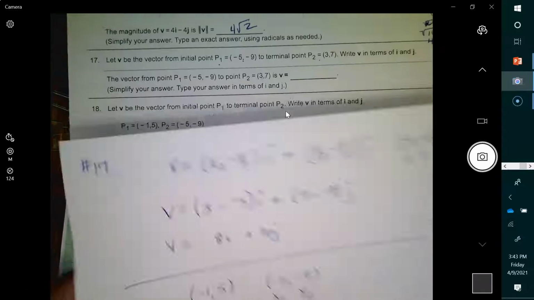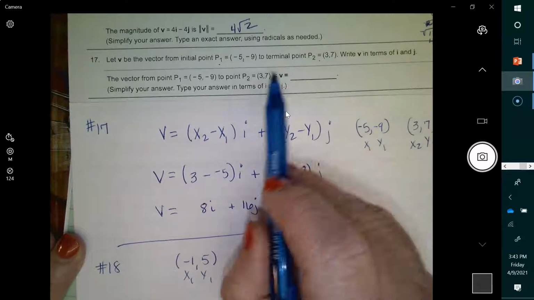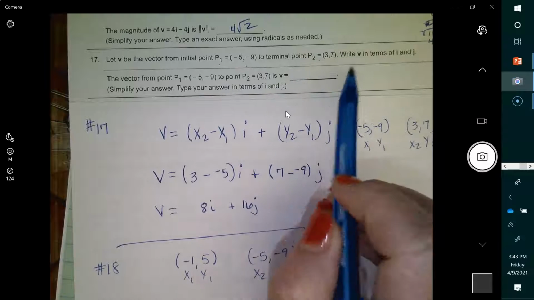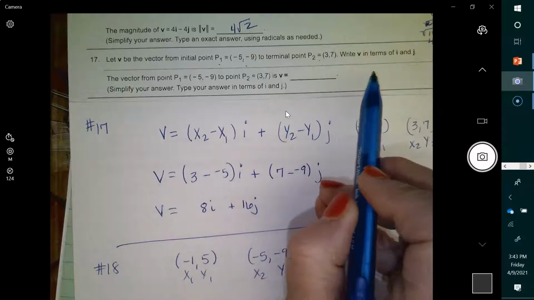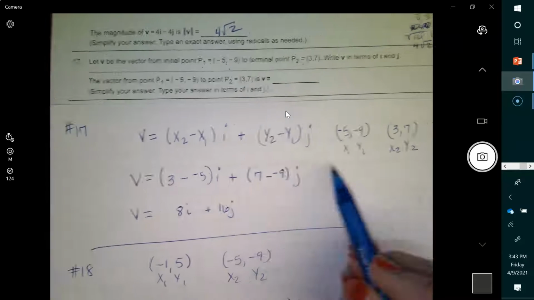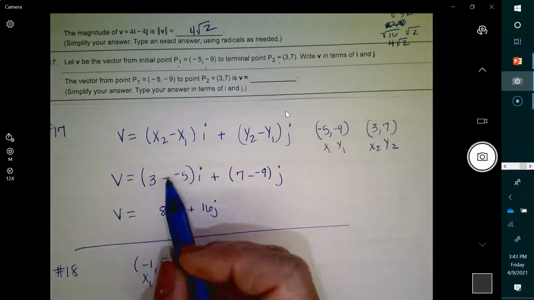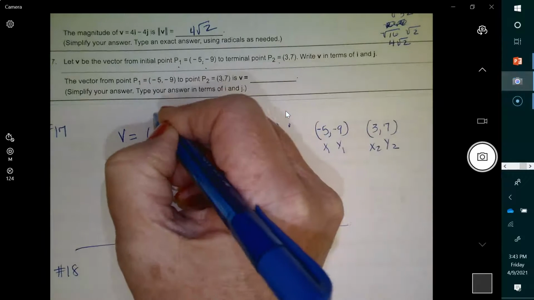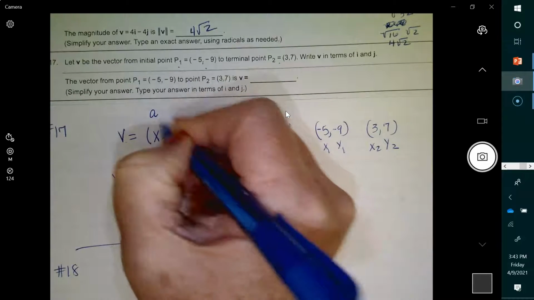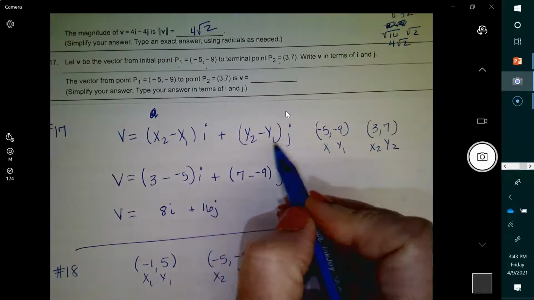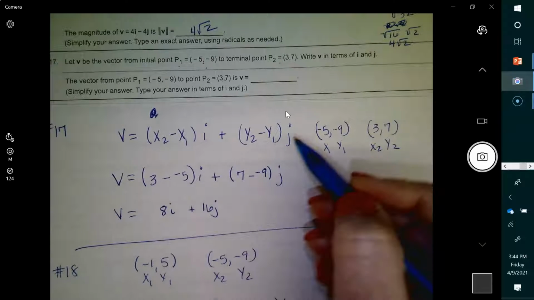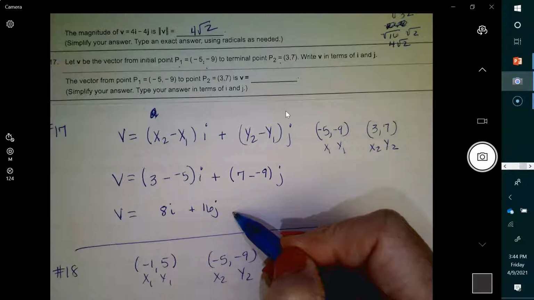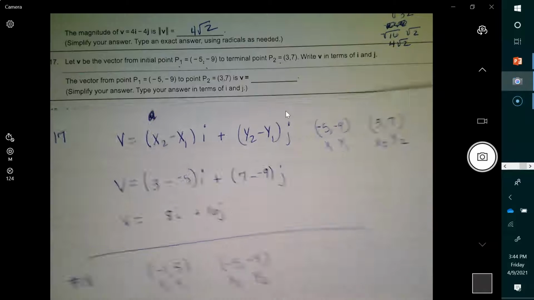Number 17 says let v be the vector from point 1 to point 2. Write v in terms of i and j. So here we go, and to do that, remember our formula says (x sub 2 minus x sub 1) i plus (y sub 2 minus y sub 1) j. So I just plugged those in, and I got 8i plus 16j.